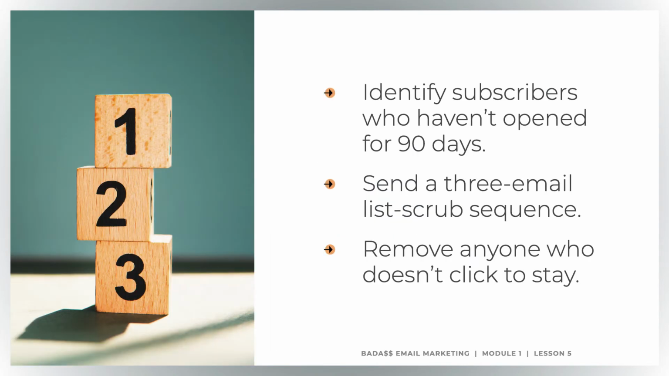First, and this is the manual process, you identify subscribers who haven't opened for 90 days. Then you're going to send a 3-email list scrub sequence. And then finally, you're going to remove anyone who doesn't click on a link in that sequence to stay. So that's a quick overview, and now we're going to go through those steps in a bit more depth. But that's what you're going to do. You're going to identify people who are inactive, send them this sequence, and then remove anyone who doesn't click to stay.